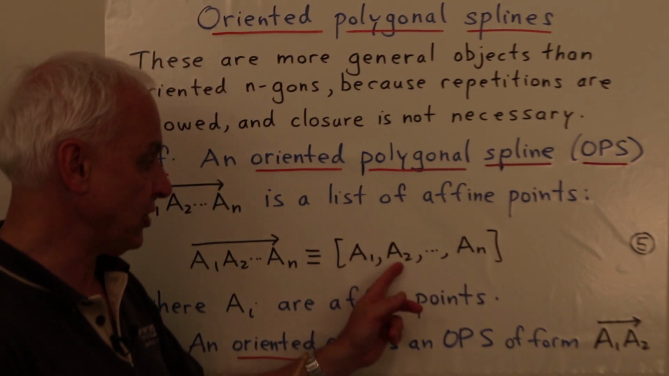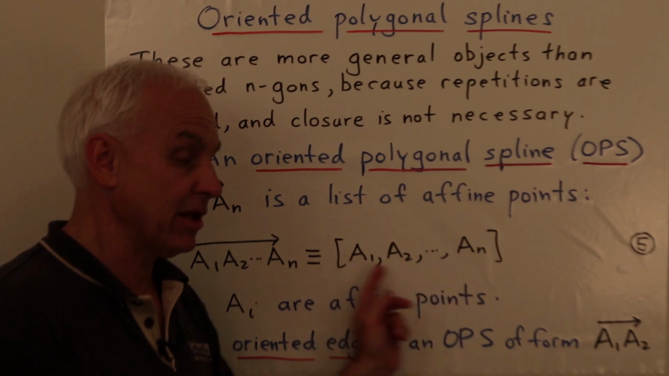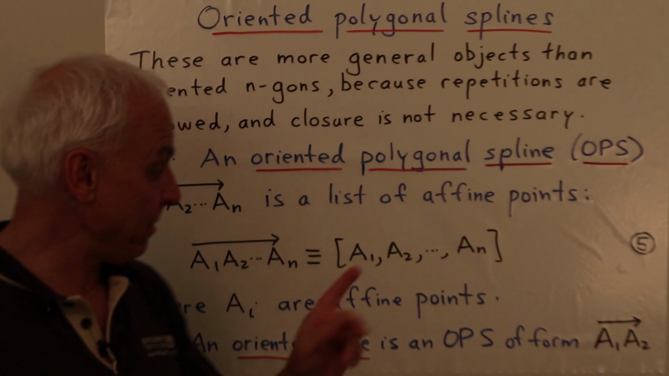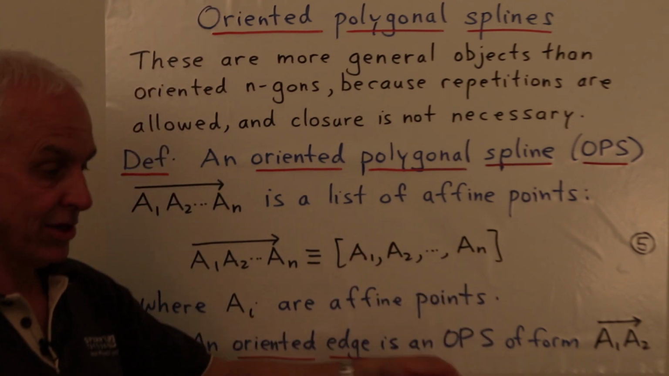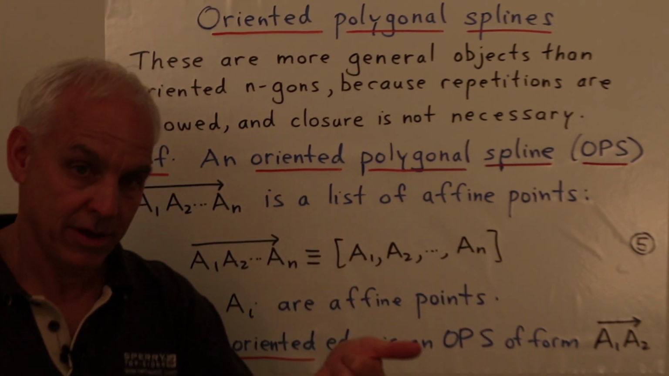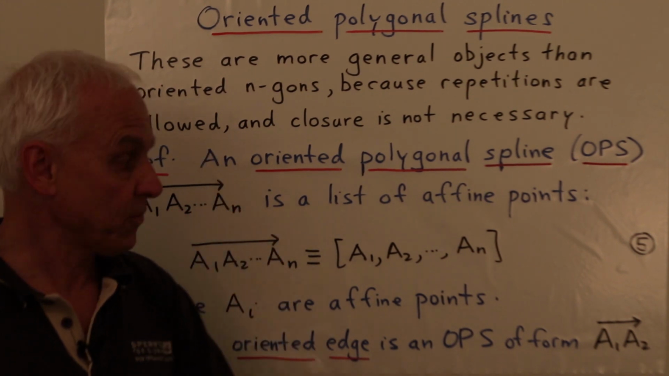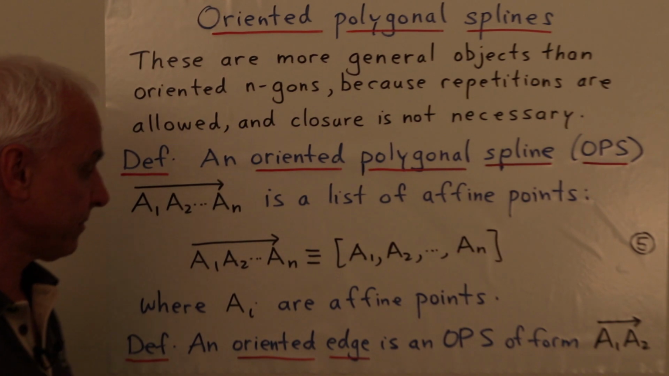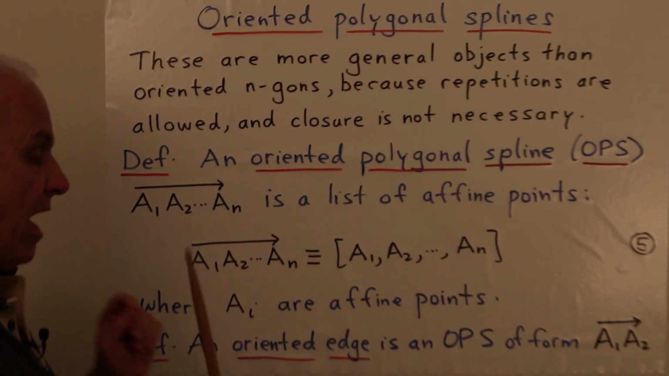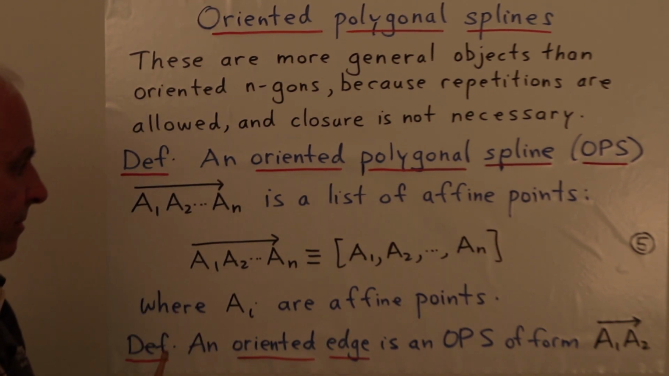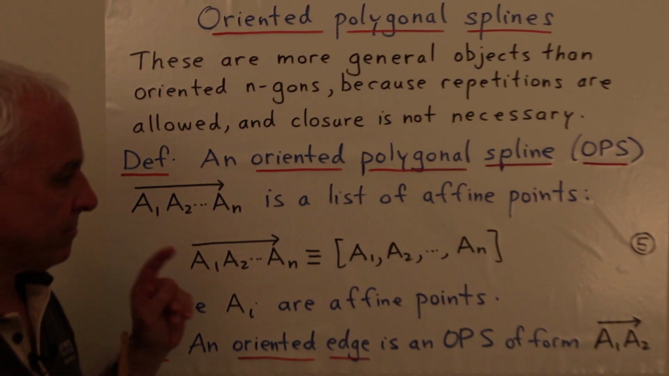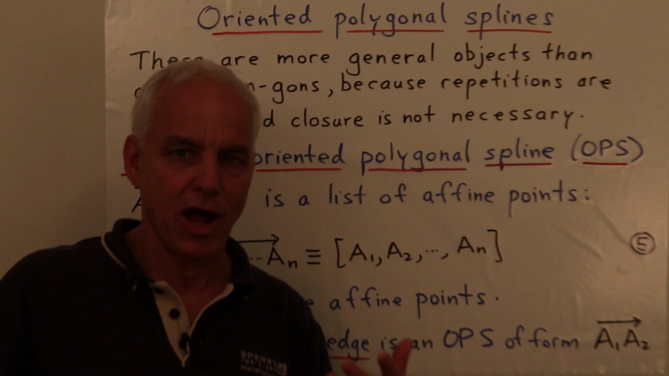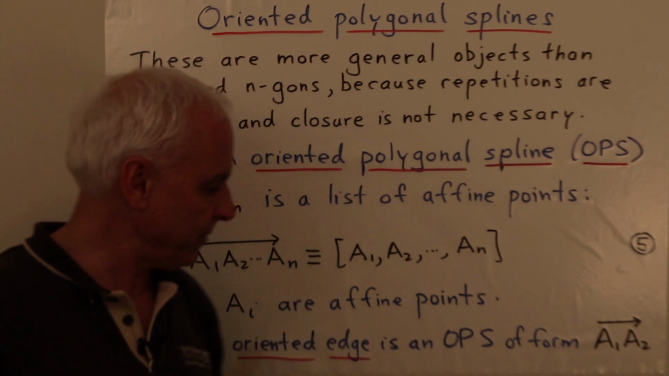A1, then A2, all the way up to AN. This is a list. You can tell that because it's in square brackets and because there are commas. So repetitions are allowed and it's ordered. There's a first one, there's a second one, there's a last one. The Ais are, of course, affine points. That is then really a generalization of an n-gon, a very flexible kind of thing for us, very useful.